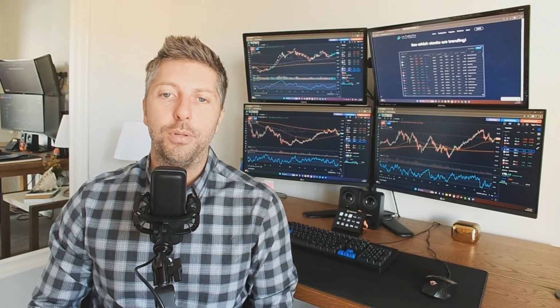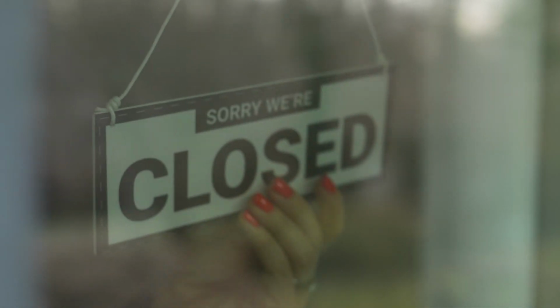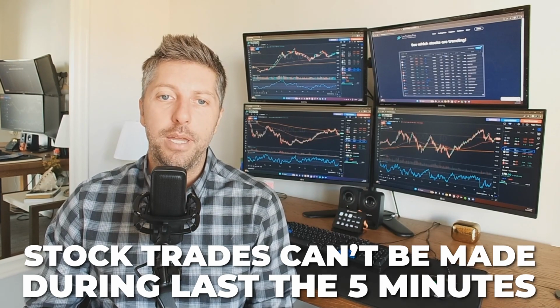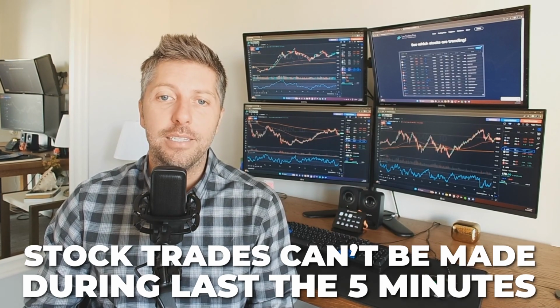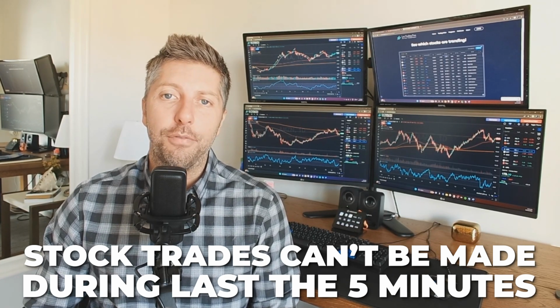To protect traders from potential price manipulation and larger spreads caused by the departure of liquidity providers towards the end of the trading day, no stock trades will be permitted during the last 5 minutes leading up to the market close. So basically, our deadline for intraday trading is at 3:55 p.m. Eastern Time.